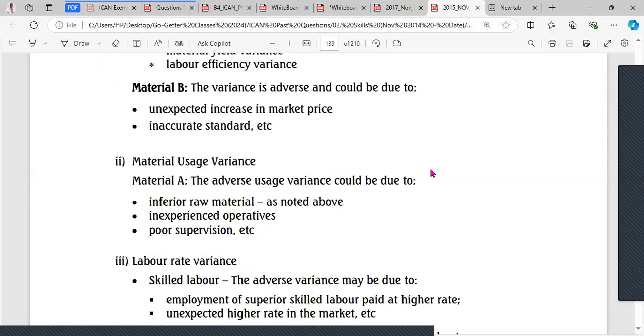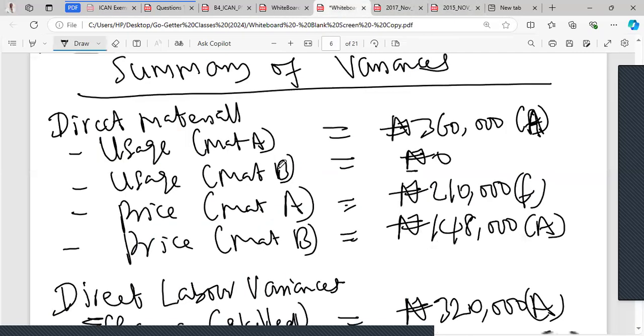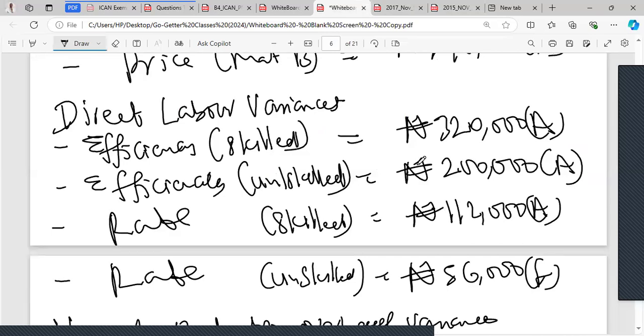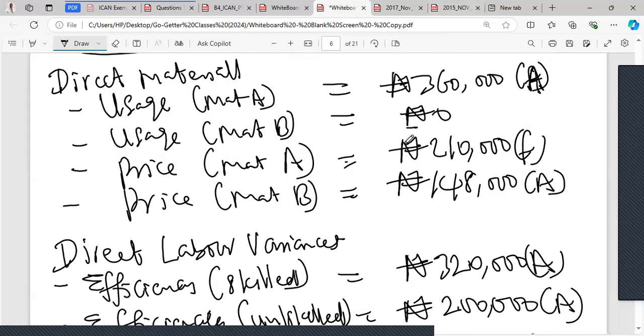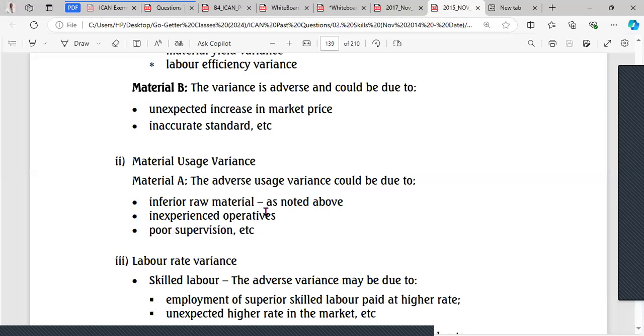Then material usage variance. Inferior material as noted above. Inexperienced operatives. Because if you look at the labor, they used unskilled labor. And so it could be that they used more unskilled labor than supposed to. So they got more spoilage. Spoilage was increased. Poor supervision will also be among them.